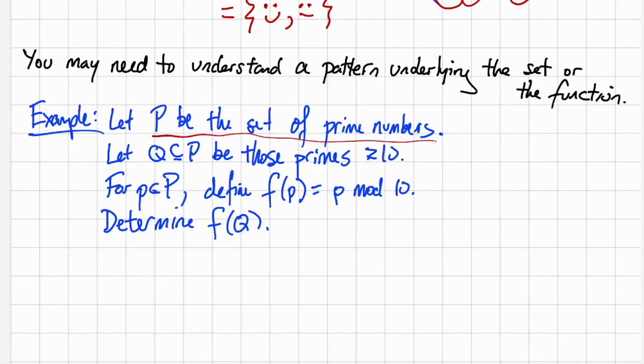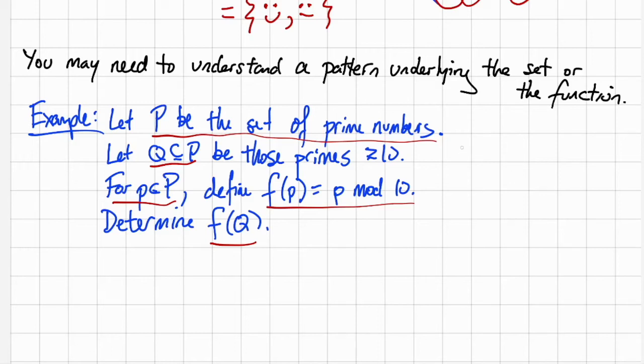Let capital P be the set of prime numbers, and let capital Q be the prime numbers greater than or equal to 10. So that's a subset of the set of all prime numbers. For any p in capital P, define f of p to be equal to p mod 10. So we take the remainder after we divide by 10. Determine f of Q. What are all possible function values when you plug in values of q?